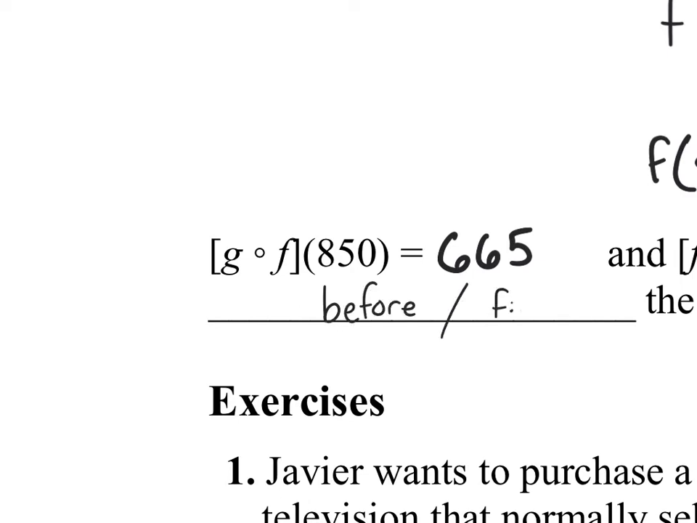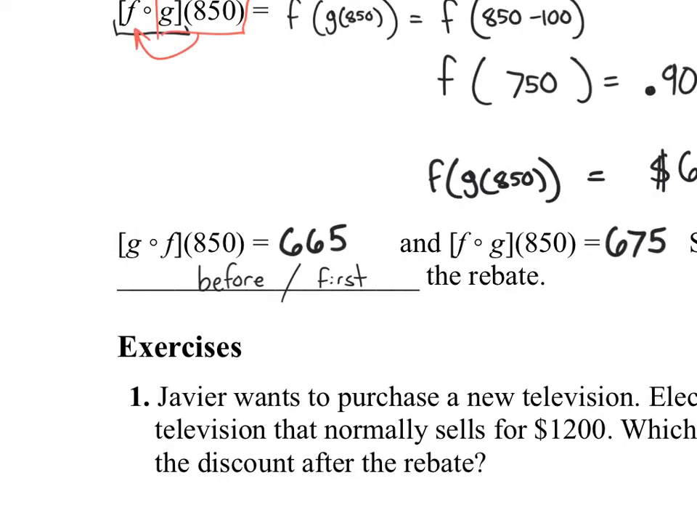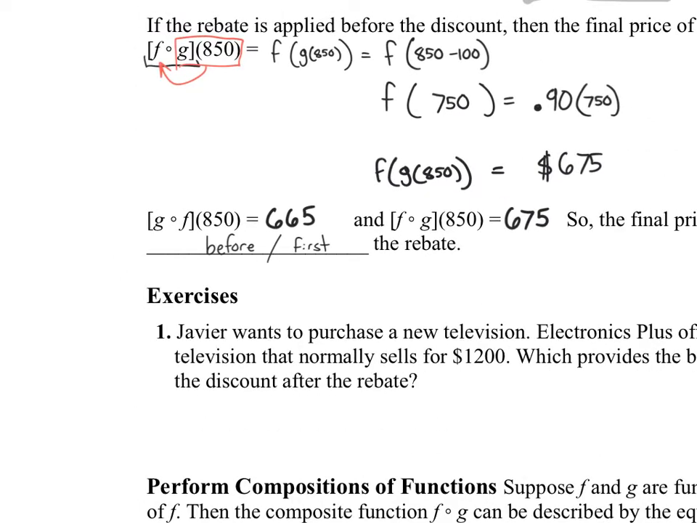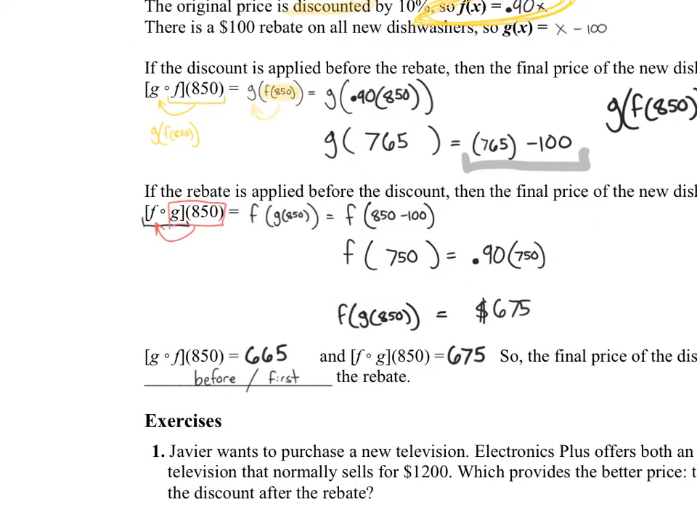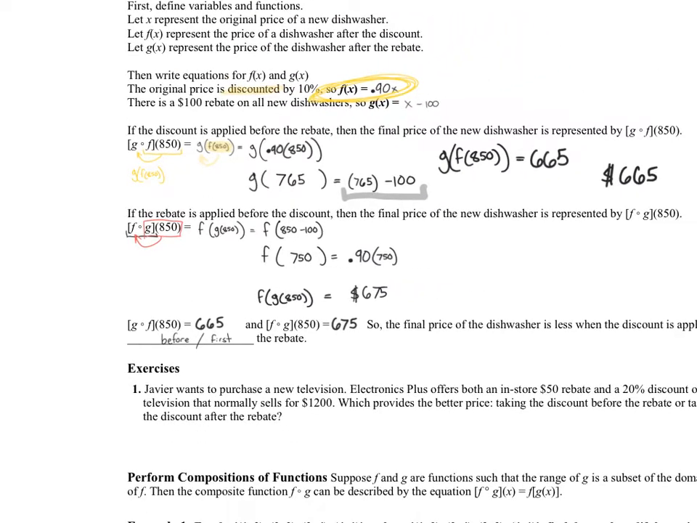Right, before or first, than the rebate. That's composition of functions, where you're doing two different things, but you have to do them in order. And the order does matter. We just saw that. The order is going to impact which way the total price landed at. All right, that's composition of functions.